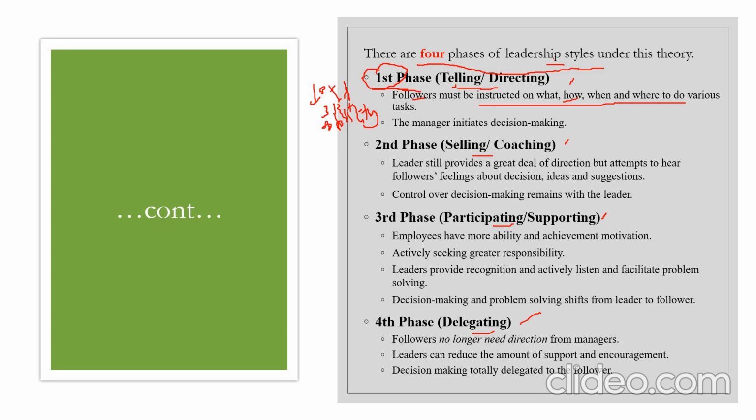So the leader must give the guidelines and also the steps on how to do. When to do? The leader must clearly state that when should the job be completed and where to do. Okay, kat mana nak buat kerja tu. So it means that all the details must be given to the employees in order to perform and complete their job. Everything must be told, everything must be directed.